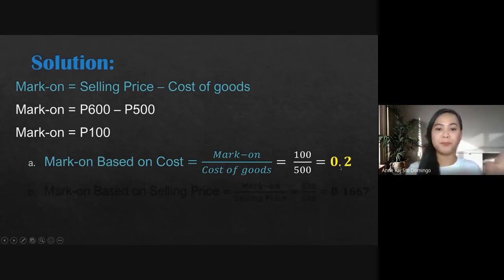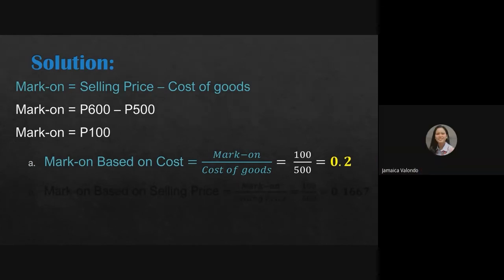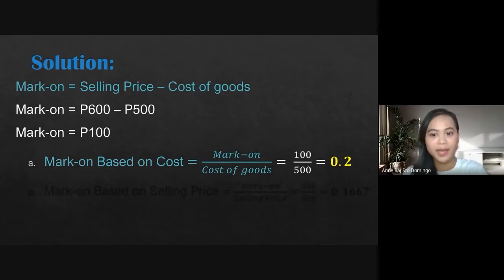So when we get the rate, you just multiply it by 100. What is 0.2 in percentage? 20%. Okay, thank you, Jamaica. So the answer for mark-on rate based on cost is 20%. What about the selling price? Mark-on rate based on selling price.